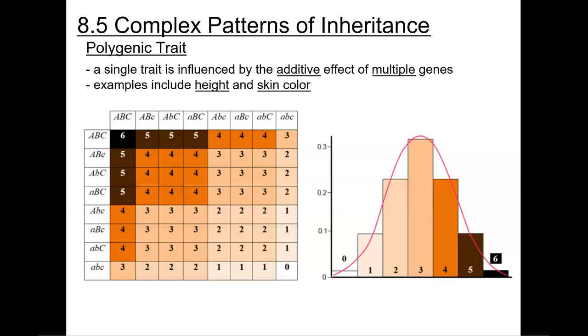Some traits are going to be controlled by additive or multiple genes. So this is called a polygenic trait. That's a single trait that's influenced by the additive effect of multiple genes. So examples of this would be height or skin color. And so you can see how you have multiple genes for this, and how when you put these multiple genes together, it could give you different skin colors.